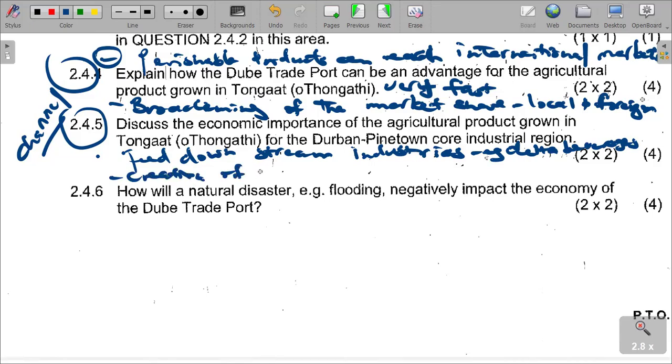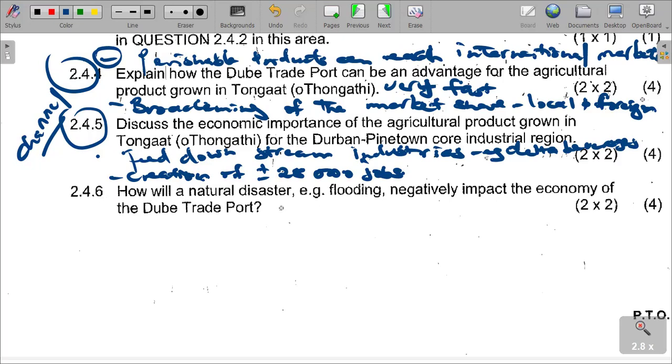Creation of plus minus 28,000 jobs that can be created in the core region there. These are also advantages that we can talk about, which can also give advantages of the development of other related industries that can also come in.